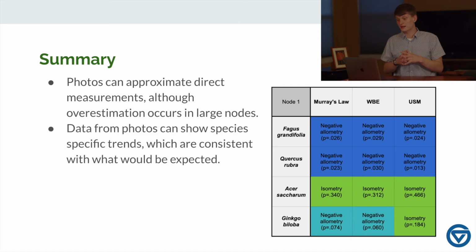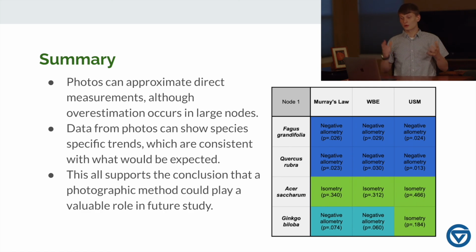And to bring us into the data I just talked about, looking at this table on the right, we can see that data from photos show species-specific trends. We see Fagus grandifolia and Quercus rubra optimizing similarly, and they're related. But they optimize distinctly from Acer saccharum and ginkgo biloba. And this is all consistent with what we would biologically expect. And so, taken as a whole, this all seems to support the conclusion that a photographic method could certainly play a valuable role in future study.